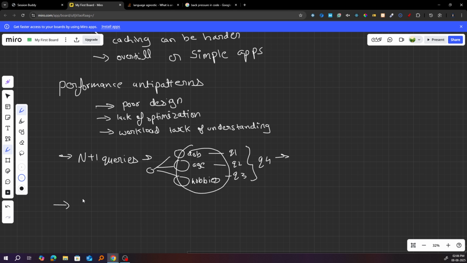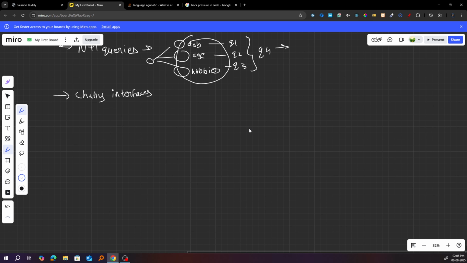Now second is Chatty Interfaces. What is Chatty Interfaces? This occurs when a system makes too many small and frequent requests to an external service or API. What it means is, let's suppose this is your server and it's a weather app. If you make too many small or frequent requests to an external API, it will go to the external API with a request, and that API will respond with the correct weather data.